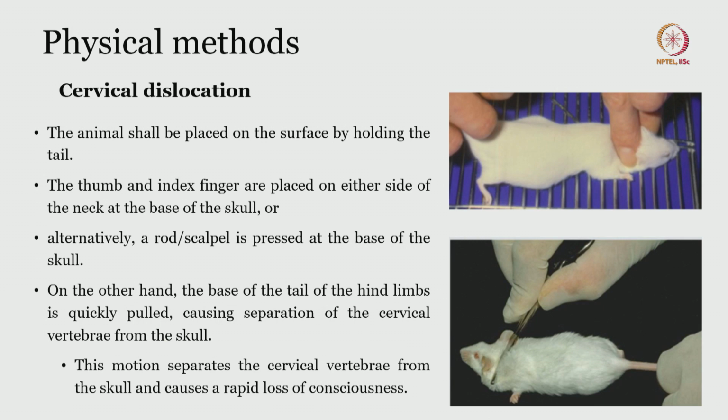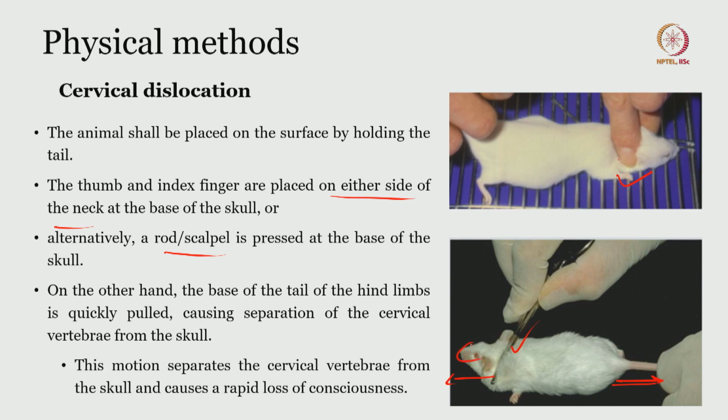the tail. Thumb and index finger are placed on either side of the neck, as shown here, at the base of the skull. Alternatively, instead of using thumb and index finger, you can use a rod or scalpel to press at the base of the skull, as shown here. And on the other hand, the base of the tail or the hind limb is quickly pulled in that direction. So there is a traction and counter traction.